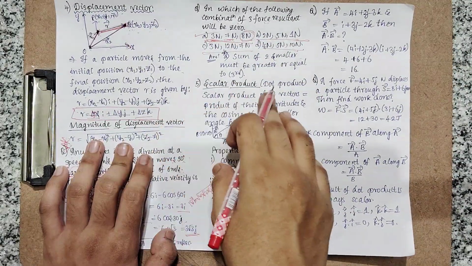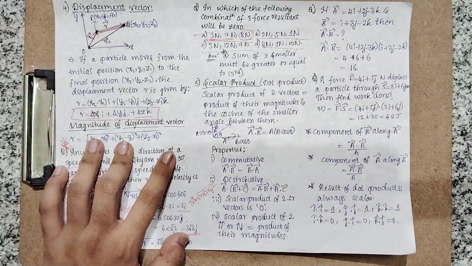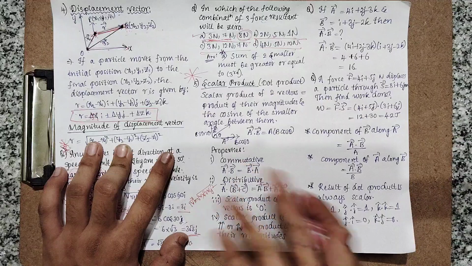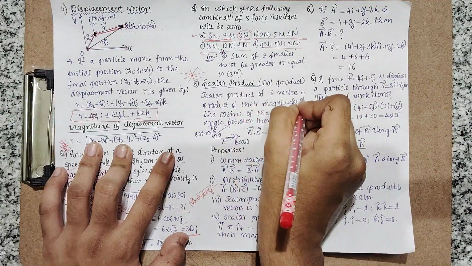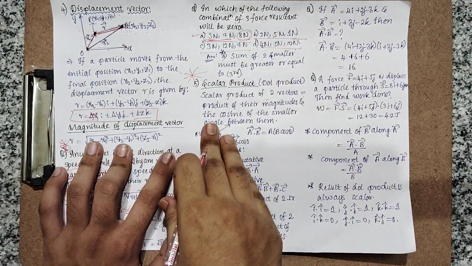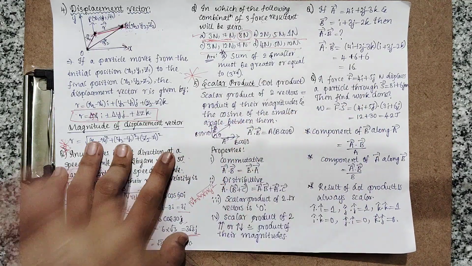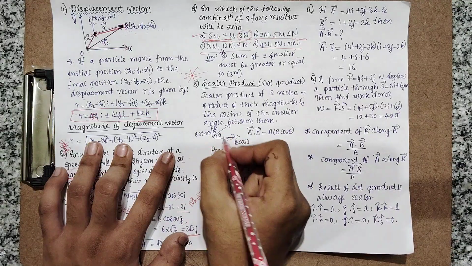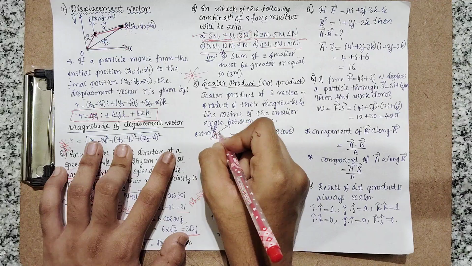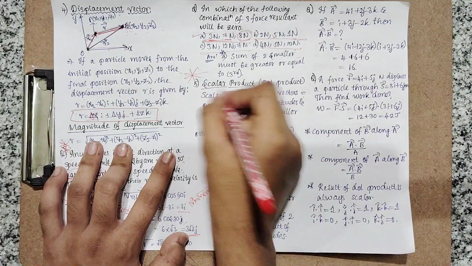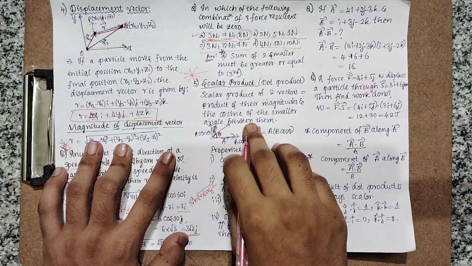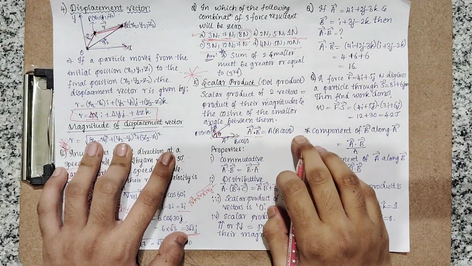And now coming to scalar product, which is also said to be dot product. This is also one of the important ones in your vectors and your entire physics. Scalar product of two vectors is equal to the product of their magnitudes and the cosine of the smaller angle between them. Let us suppose this is your vector A bar and this is your vector B bar, and this is your smaller angle theta. Now, scalar product means dot product. So A bar dot B bar is equal to A B cos theta.